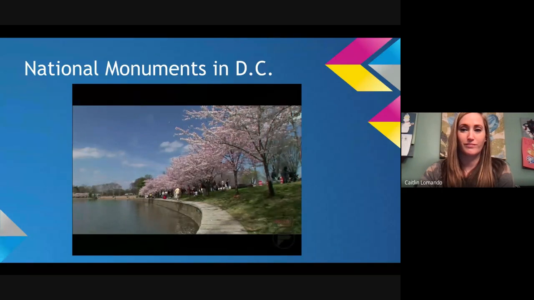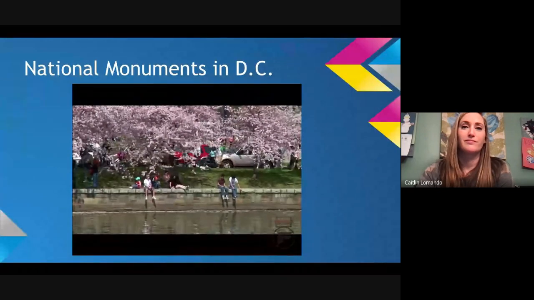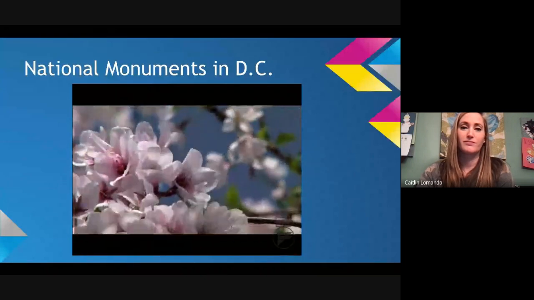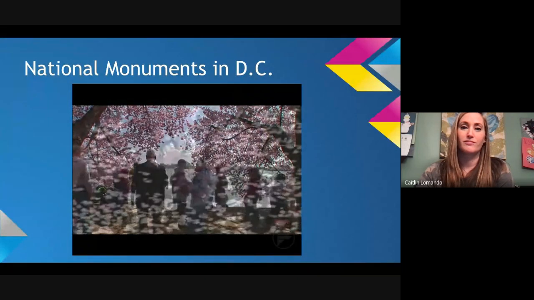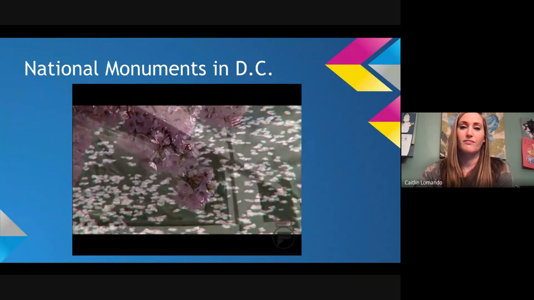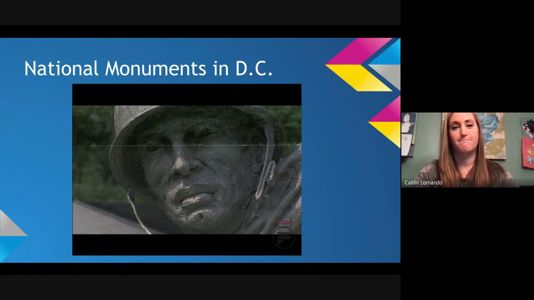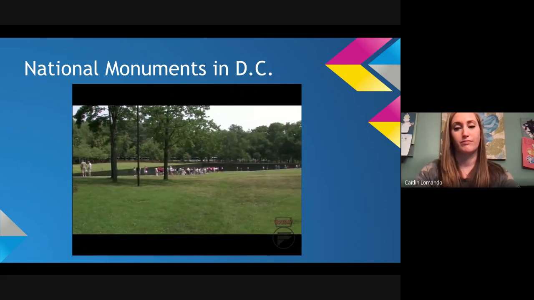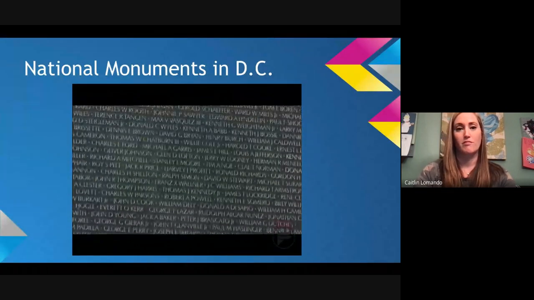The cherry trees around the tidal basin were a gift of friendship from Japan to America in 1912. A stroll under their blossoms has been an annual rite of spring for a century. War by war, veterans have received the thanks of fellow citizens. The Vietnam Veterans Memorial honors those who served and died in Southeast Asia. There are over 58,000 names inscribed on the memorial's black granite walls.